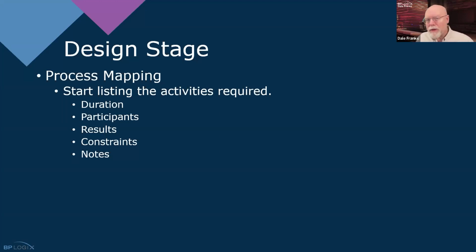But just as we've done with the forms and gotten into the details of what the form fields look like, we also need to get into the details of what the process looks like. So again, we need to know what the steps of the process are. We need to know what the duration of each step is, the participants, the results that are possible for that step, dependencies or constraints that exist, and of course, any notes that we might have.